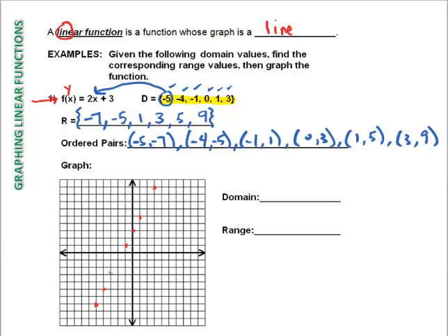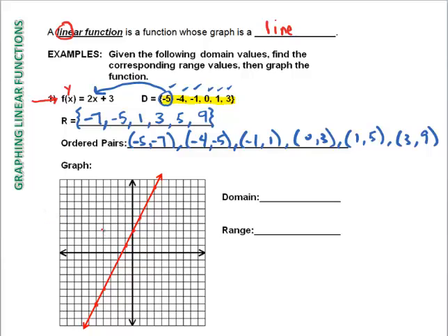Now, if I look at those points, it looks like they make a line. I just picked these domain values, but I could pick -3, -2, 2, -20, or -4.5. If I start plotting those points, they'll all end up on this line, the same line. So I'm going to draw a line through these points to show that it represents that. Now that I've drawn that line, we're going to list the domain and range of the line.